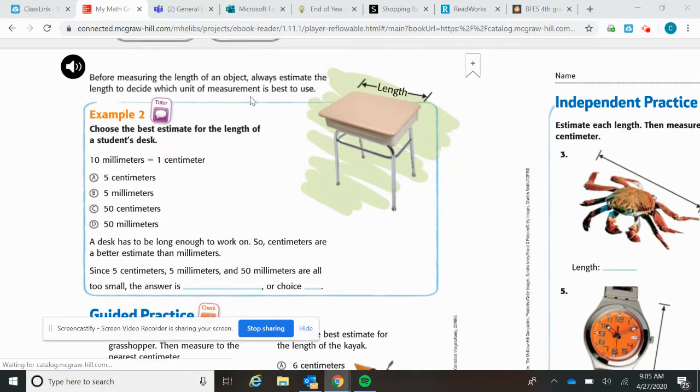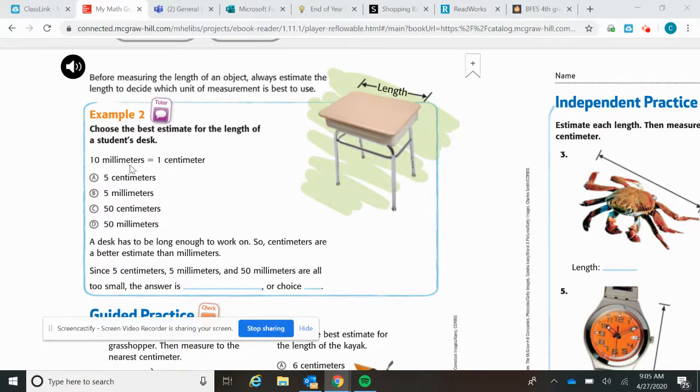Before measuring the length of an object, you want to always estimate the length to decide which unit of measurement is best to use. So if you're looking at a piece of furniture, like a desk in our classroom or a chair, you might think to yourself, okay, a centimeter is going to be way too small. We could measure in centimeters, but it's going to be a lot of centimeters. So something like a meter stick would be a bit better to use. So here it says, choose the best estimate for the length of a student's desk.